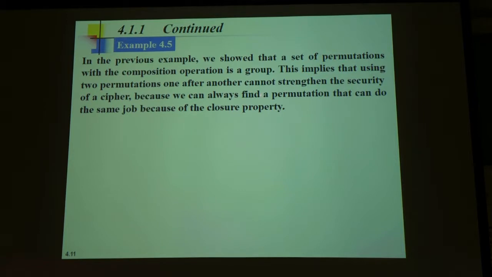So in the previous example, we showed that the set of permutations with the composition operation is a group. This implies that using two permutations, one after another, cannot strengthen the security. Why? Because it brings you to the same group. Let's say you do a composition, and then another composition, and another. All the time the output will be one of the results of the closed group.